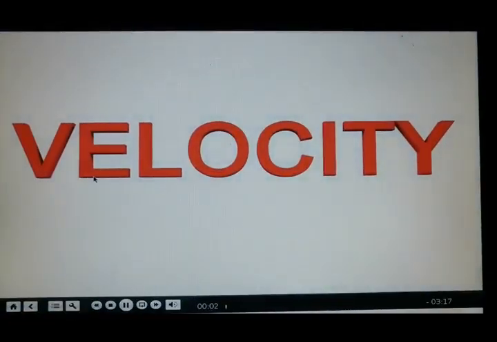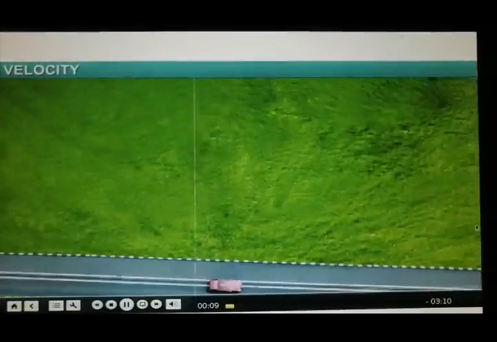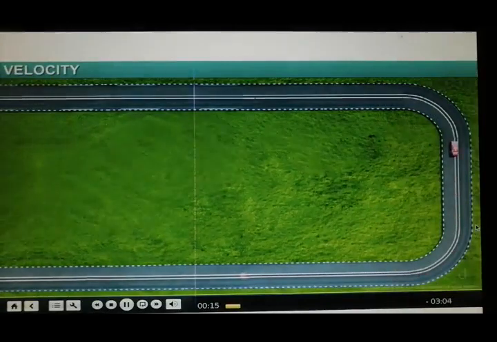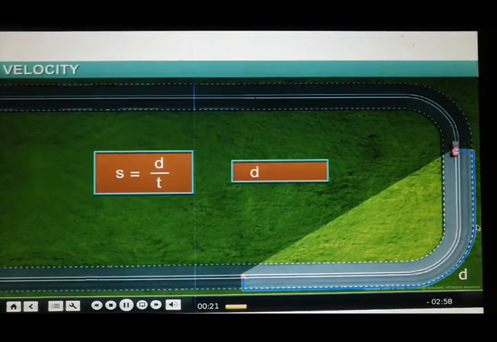In this module, you will learn about velocity. If you rearrange the formula for speed, you can determine the distance covered in a given period of time at a given speed. s is equal to d divided by t. Therefore, d is equal to s multiplied by t.